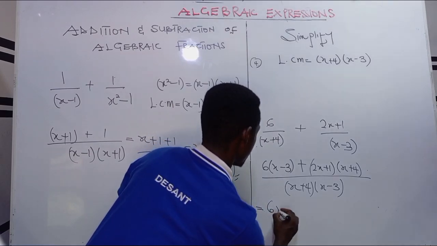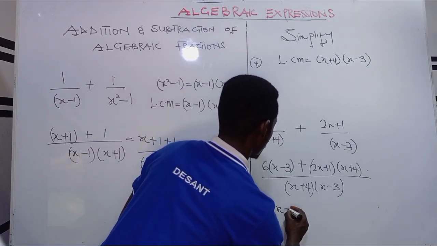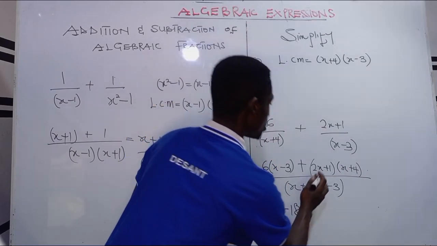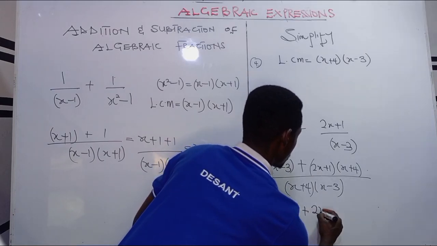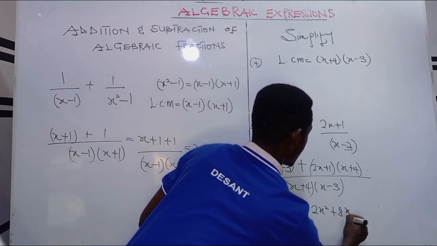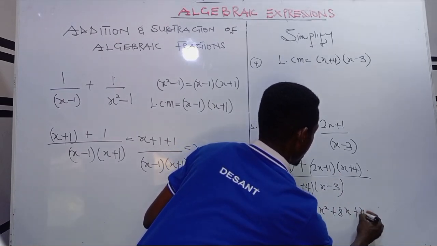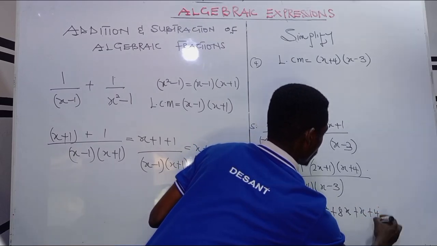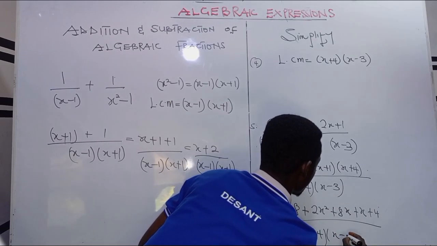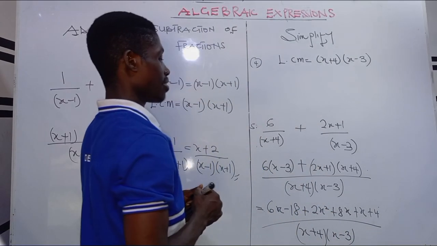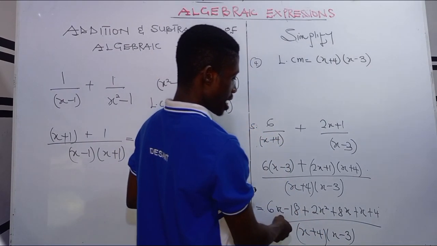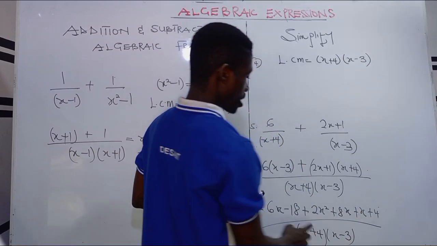6 times x will give us 6x. 6 times 3 will give us 18. We have plus. Then we expand this bracket, binomial expansion. 2x times x will give us 2x squared. 2x times 4 will give us 8x. 1 times x will give us x. 1 times 4 will give us 4. All over the LCM, x plus 4, x minus 3. Then after that, we group like terms and then we simplify. So we have 6x, 8x, and then x. We can group the like terms.